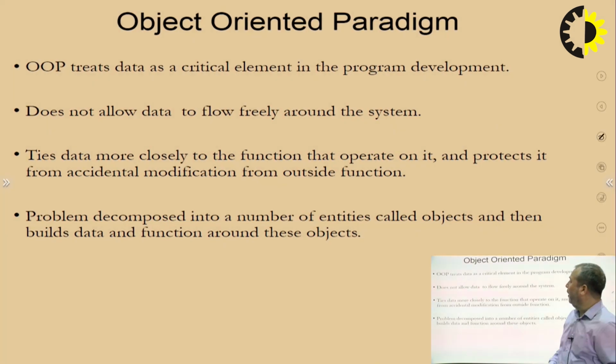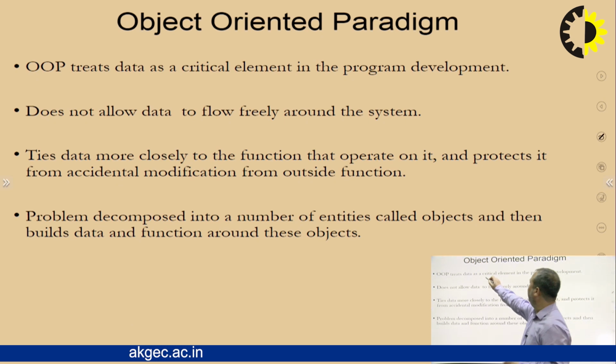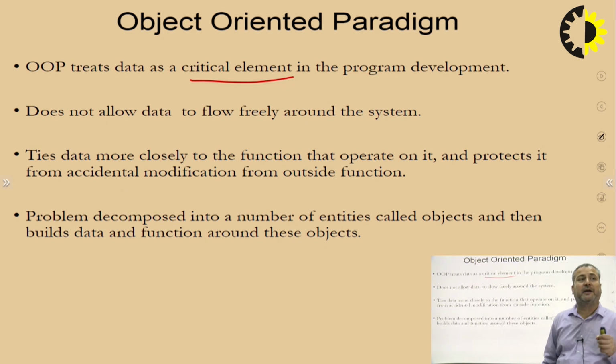So let's see what object oriented programming is, and what are the principles of object oriented programming. The principle is basically to modularize in terms of objects and create the memory of objects. Object oriented programming treats data as a critical element. Like I already said, in procedure oriented programming the main concern was the function, but in object oriented programming the main concern is the data. That is the critical element for program development.